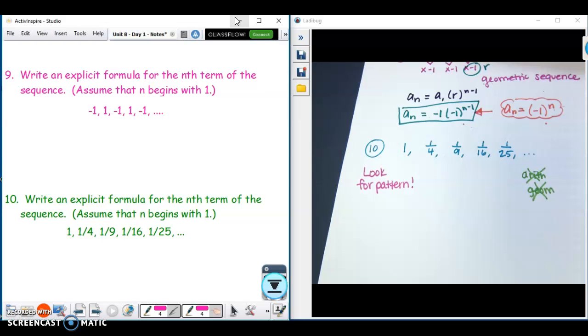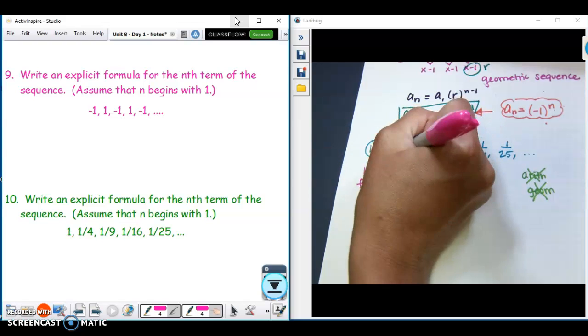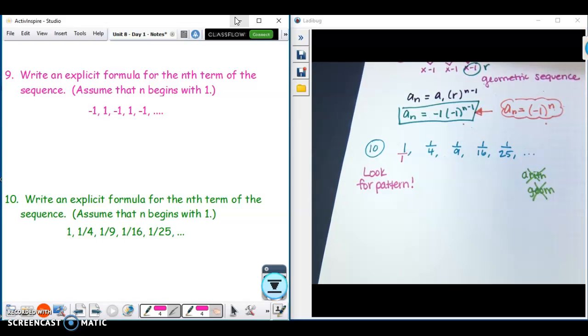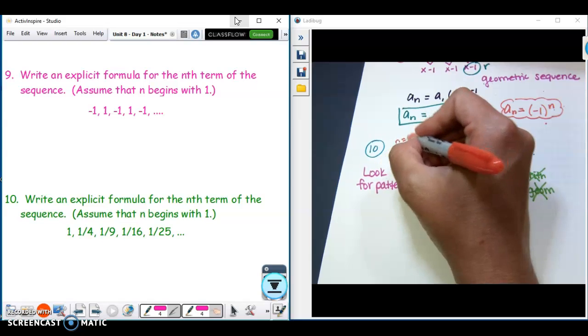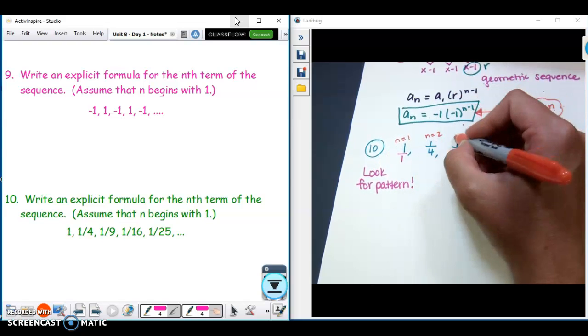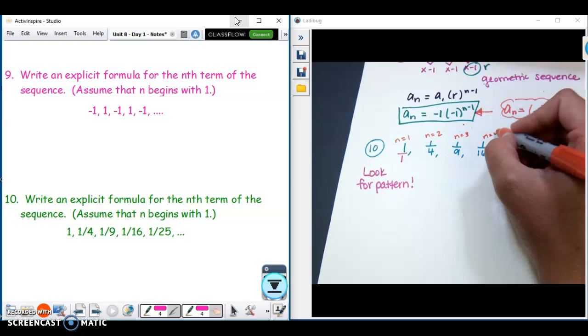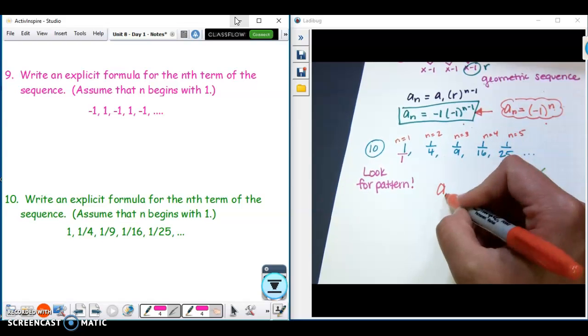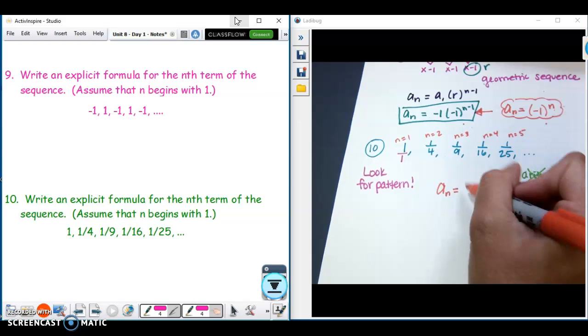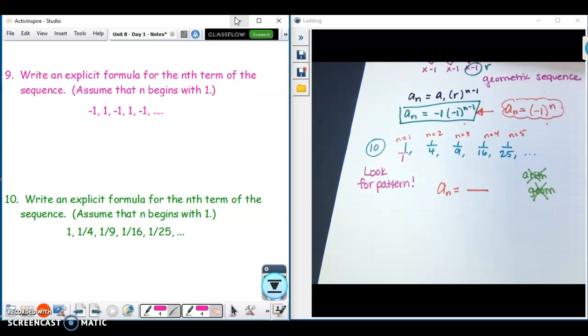Okay, so because these are all written as fractions except the first one, I'm going to rewrite the first one as 1/1, just so I can see what's happening there. And then what you want to think about is this is the first term, so this is when n equals 1, n equals 2, n equals 3, n equals 4, n equals 5. So when you're writing your formula, first off, they're all fractions. So that means we're going to want to make our formula a fraction.